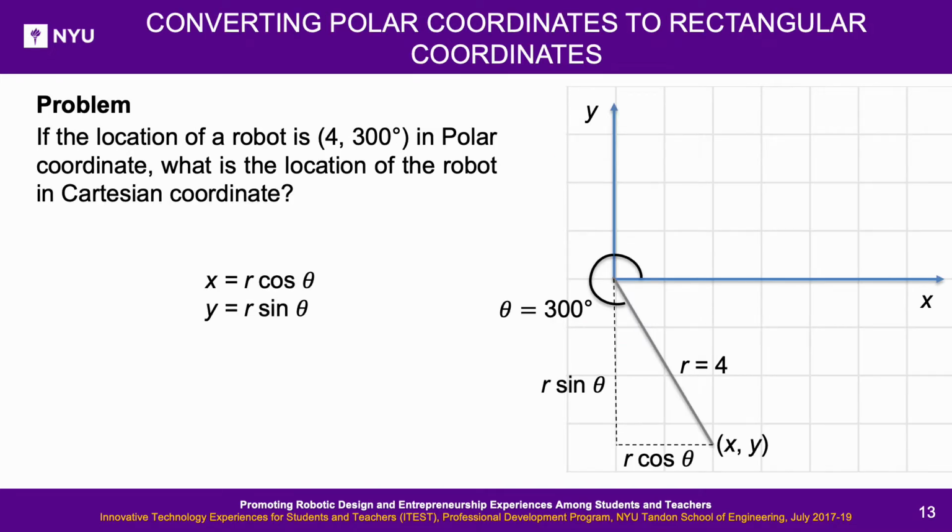Converting polar coordinates to rectangular coordinates. Problem. If the location of a robot has polar coordinates, 4, 300 degrees, what are its Cartesian coordinates? Use the formulae and the diagram shown as reference to solve the problem. Pause the video here to attempt the problem and hit play when you are done.